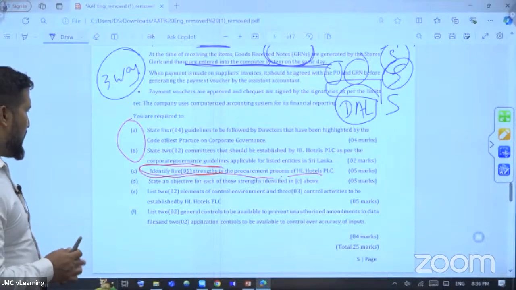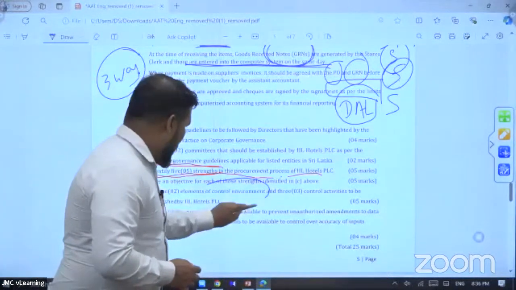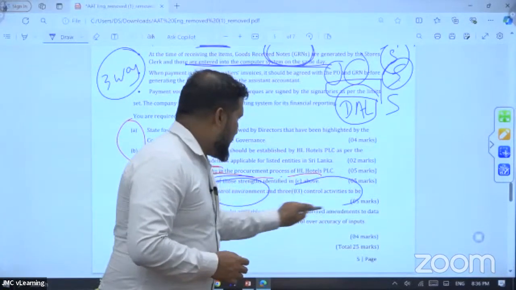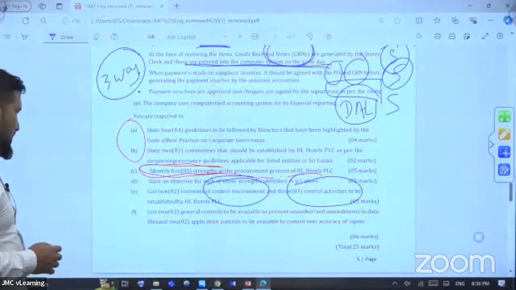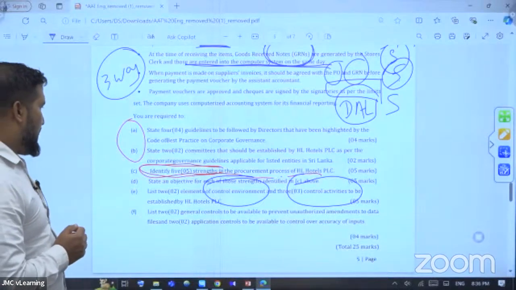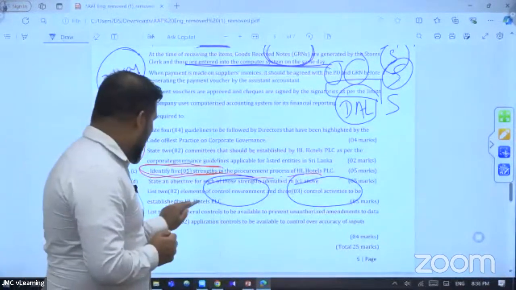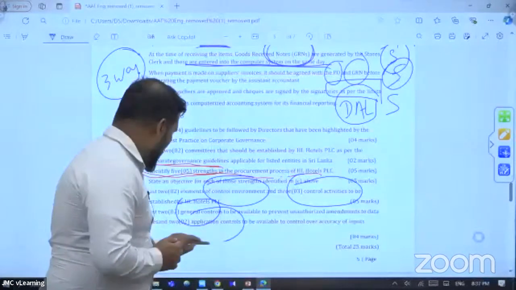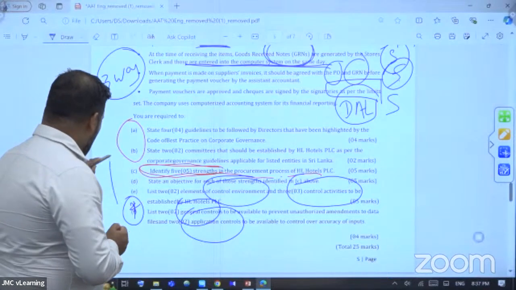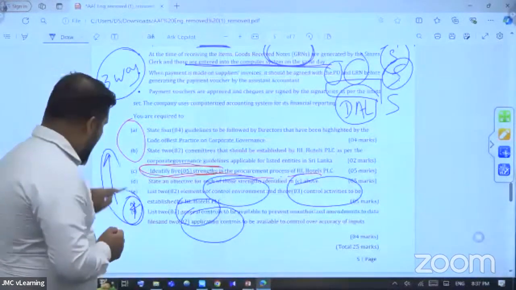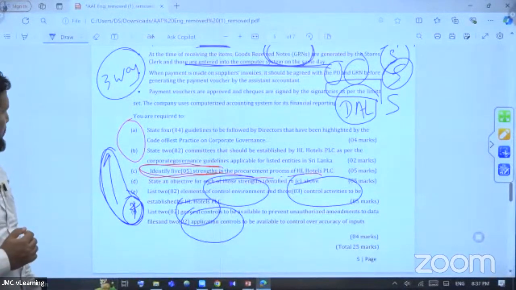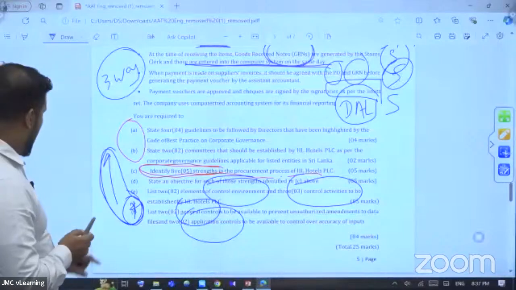Then list 2 elements of the control environment. They are talking about the elements of the internal control environment, and control activities to be tested, activities to be established in HL Hotels Limited. Then they basically wanted you to check the general controls and the application controls as well. So this is an area which has been tested from the computerized accounting systems scope. Clear? Right.